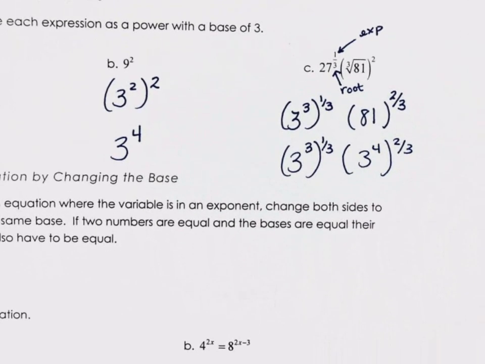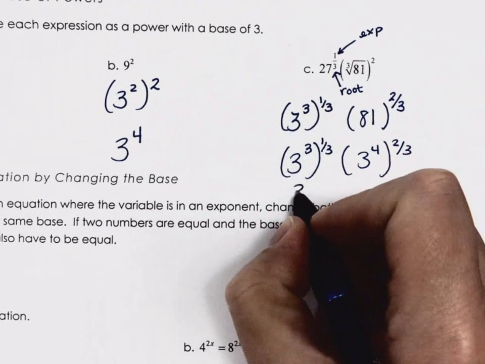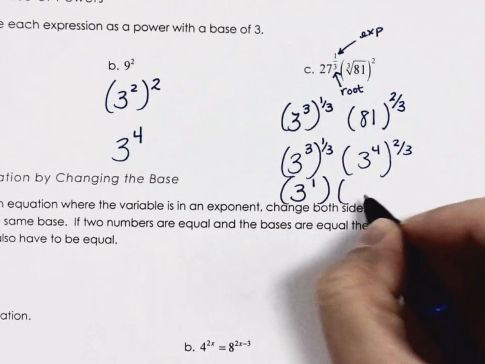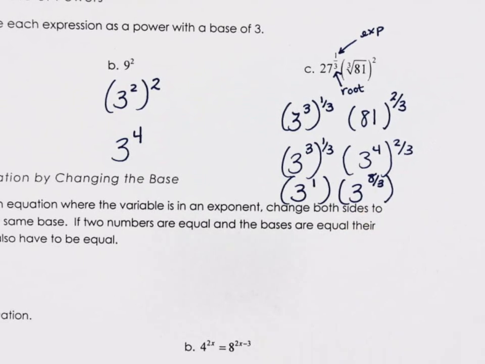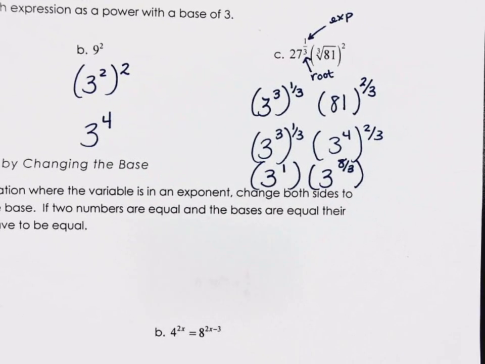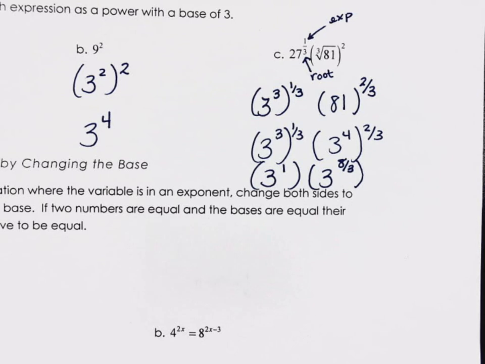Now we have to keep simplifying. This one's going to be 3 to the exponent 1 times 3 to the exponent 8/3. Same bases. What do I do to the exponents? Law number 2 at the back of the room, we're going to add them. They have the same bases, so we're going to add them. So that 1 is going to turn into a 3/3. 8 plus 3 is 11.